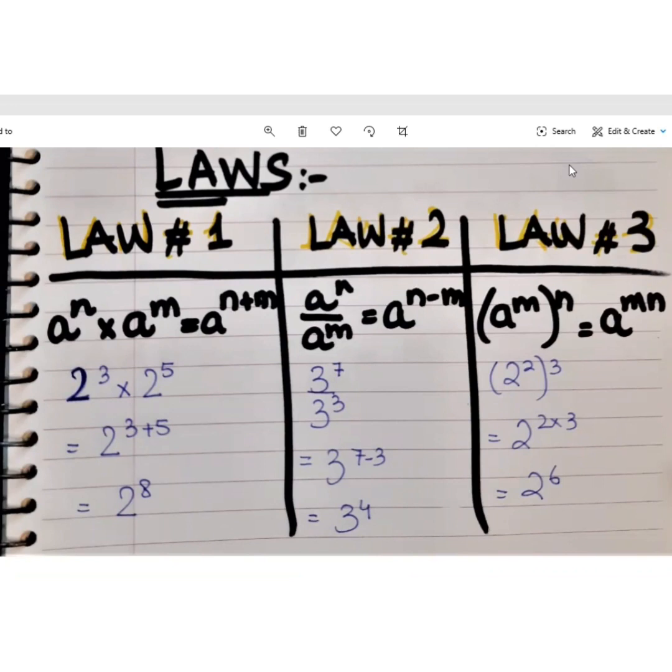Law number 3 states that when we are raising a power to a power, we basically multiply the powers together. So for example, if we have 2 square raised to the power 3, we'll basically multiply the powers with each other and we'll get 2 raised to the power 2 multiplied by 3, which gives us 2 raised to the power 6.